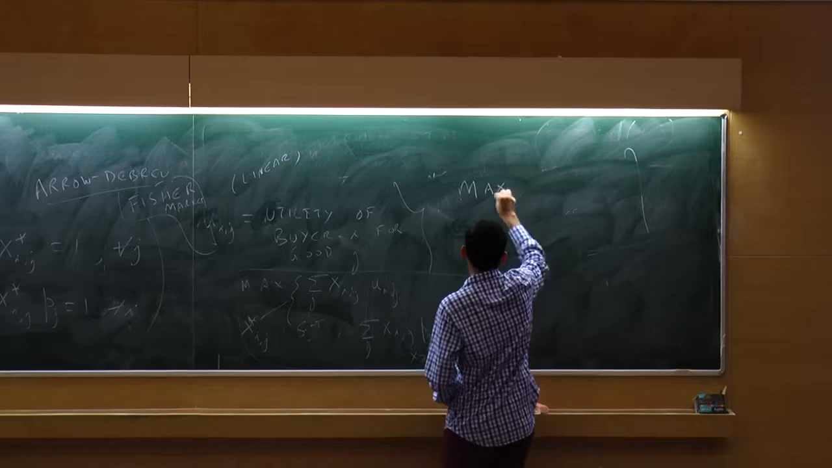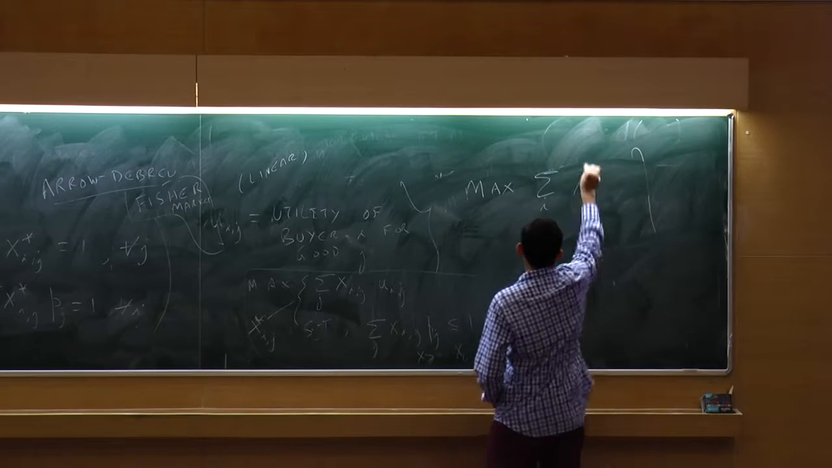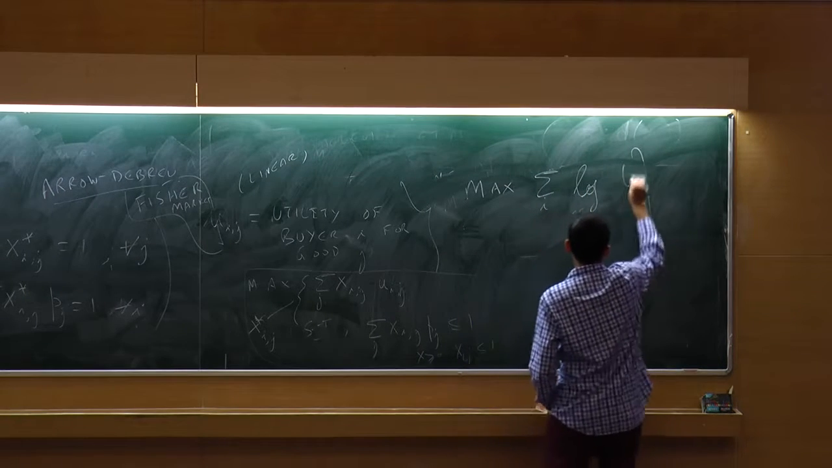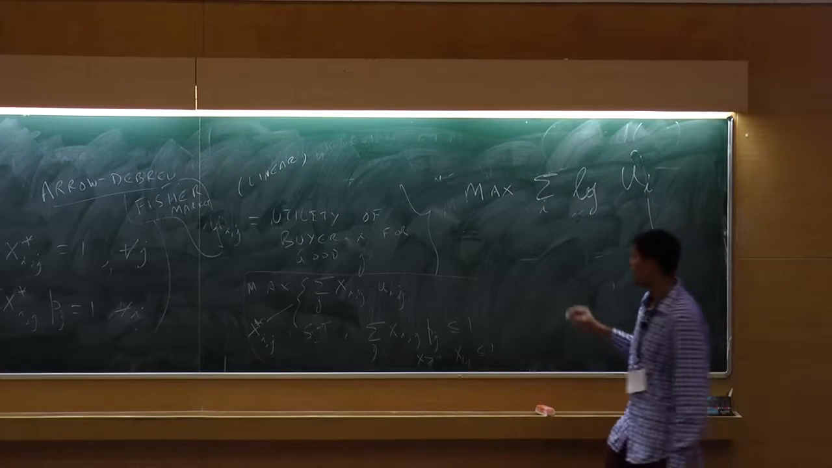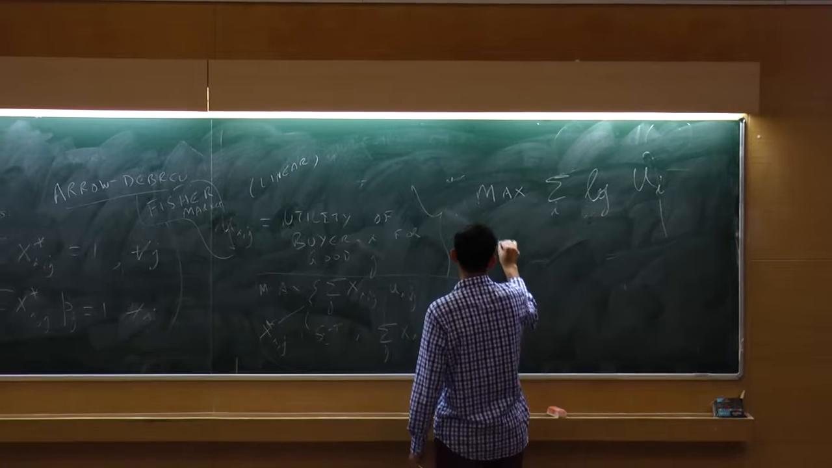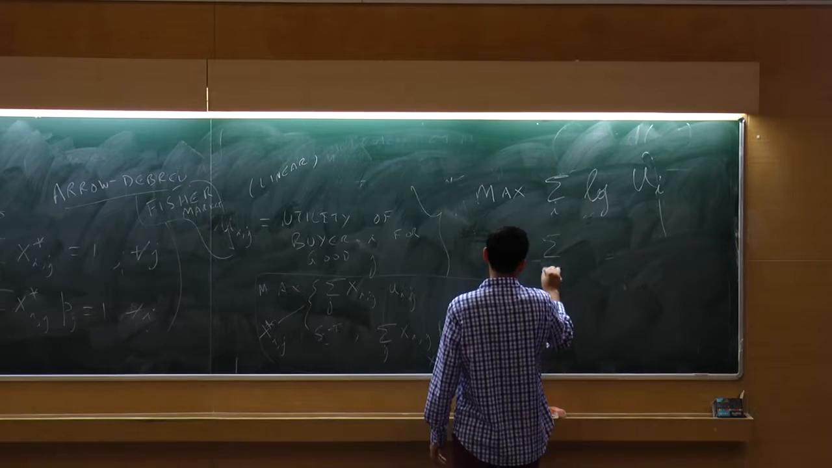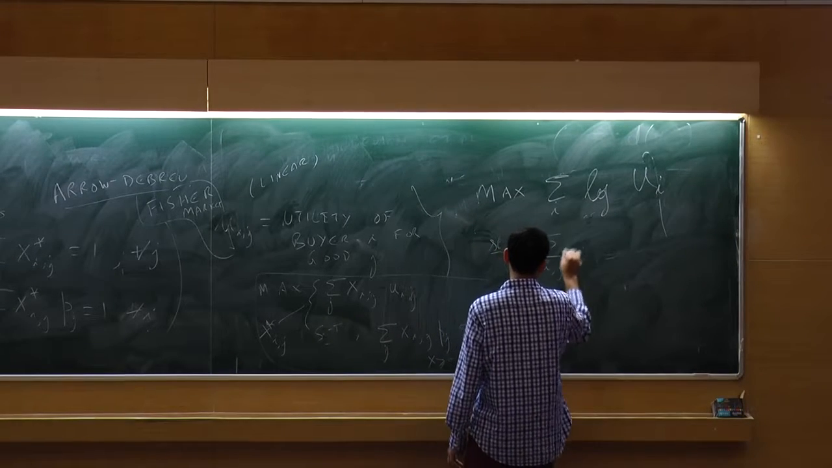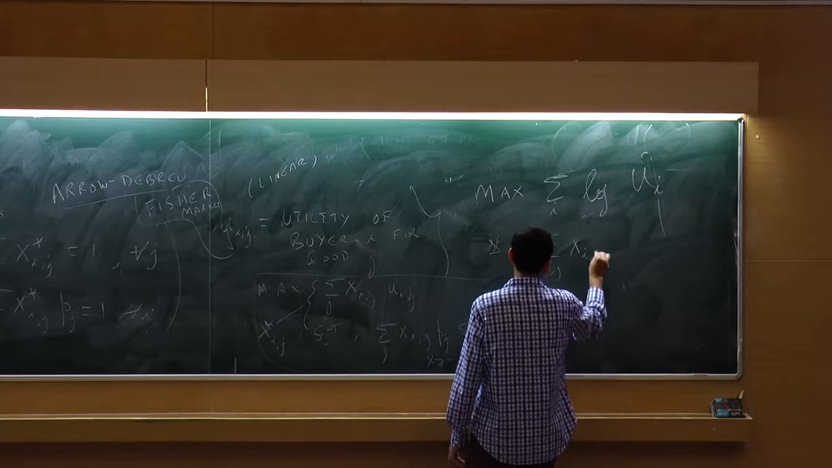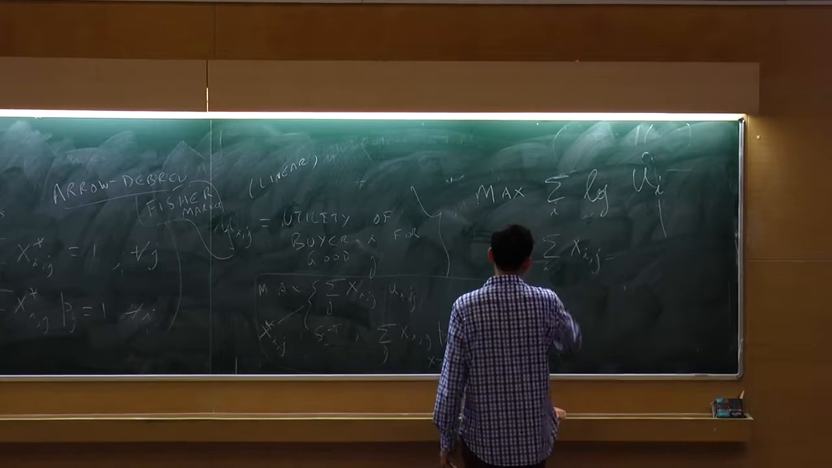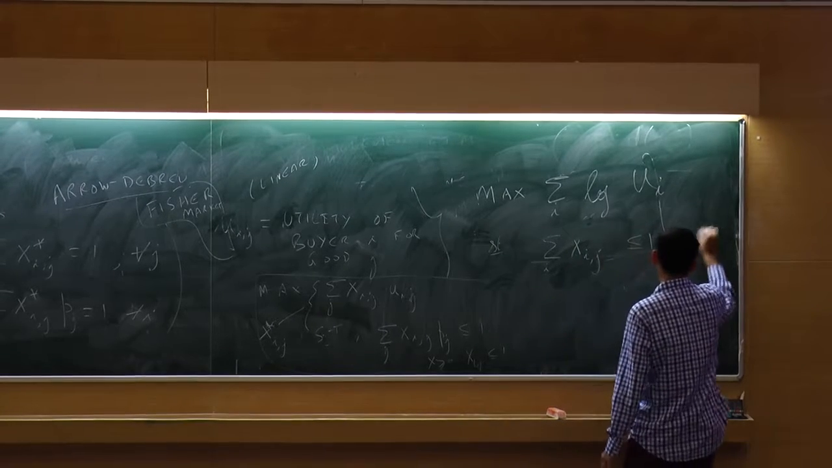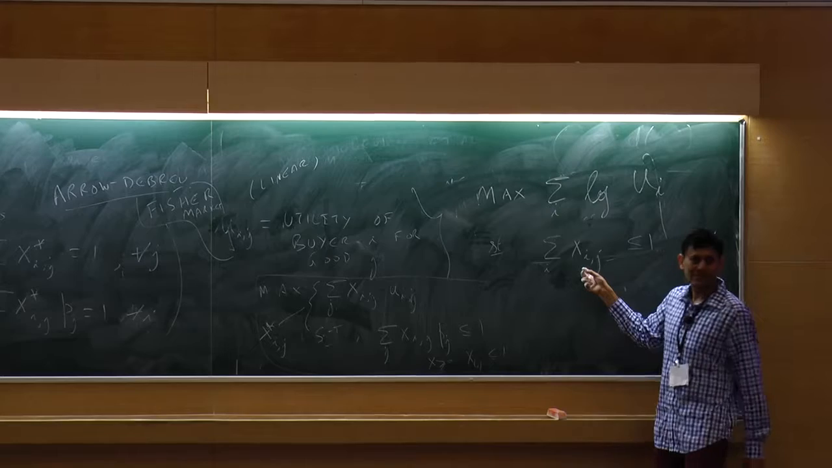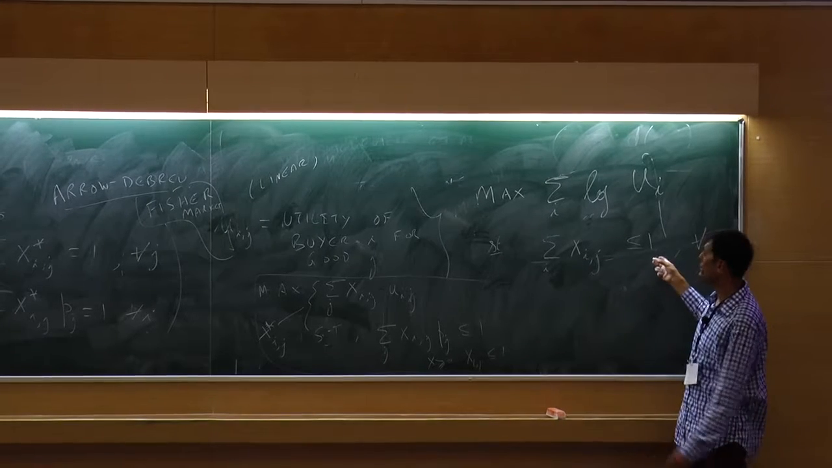You maximize the summation over all i of log of ui. This is the Nash welfare program again, subject to the summation over all i of xij being less than or equal to 1 for all j. So xij is the allocation. So you're saying no good gets oversold.